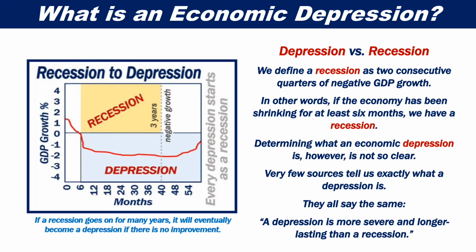We define a recession as 2 consecutive quarters of negative GDP growth. In other words, if the economy has been shrinking for at least 6 months, we have a recession. Determining what is an economic depression is, however, not so clear. Very few sources tell us exactly what a depression is, and they all say the same thing, that it is more severe and longer lasting than a recession.